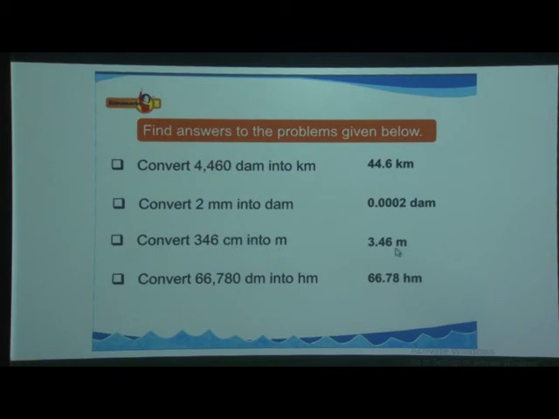So what will we do? We will go for division. Now convert 66,780 decameter into hectometer. What will be the answer? 66.78 hectometer. So in this way we do not have to go for long steps. We can go directly to the answer by putting the decimal point properly and the units properly.